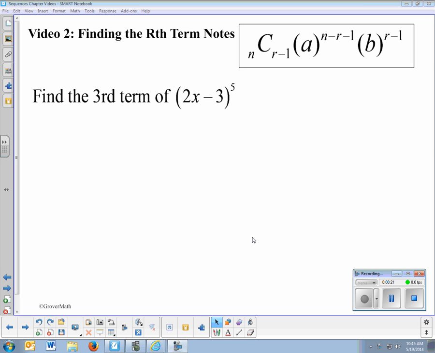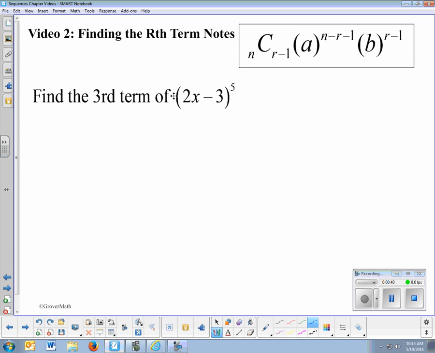What we're doing in this is really a piece of that, where instead of give me the whole thing, I just want the third term. So I don't need to do all 6 terms of this binomial expansion. I just want to know the specific third term. And we have up here a formula that's going to allow us to do that.